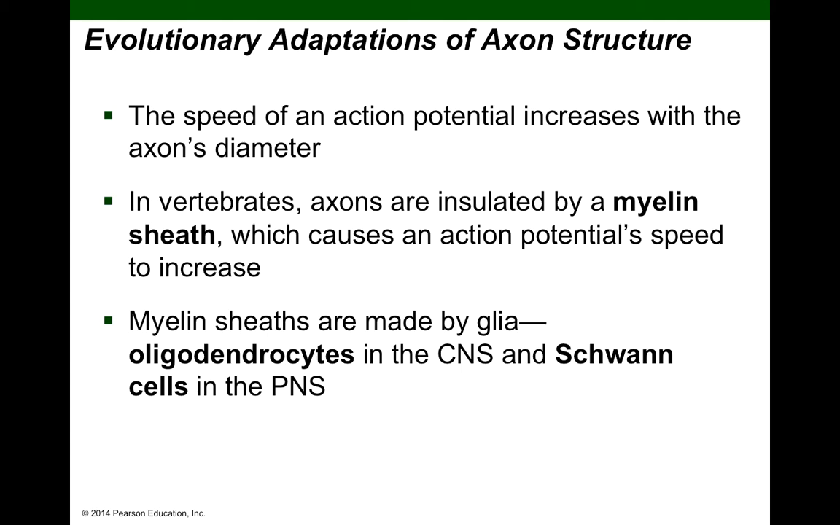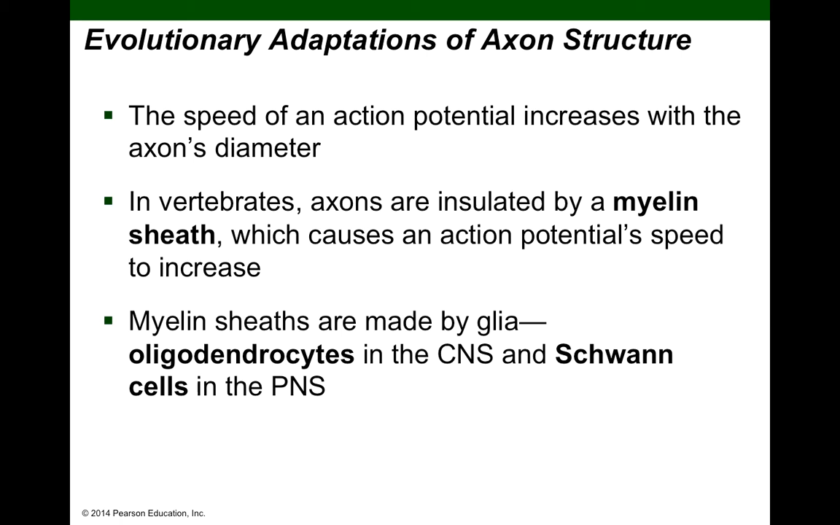That animal would be selected for and would be more successful in passing along its genes for wider axons to its offspring. However, in vertebrates, the diameters of axons are not necessarily wider or skinnier, so how can we increase the speed of our signals? The evolutionary adaptation to this issue is insulation around the axon. This insulation is called a myelin sheath and is made by cells called glia.